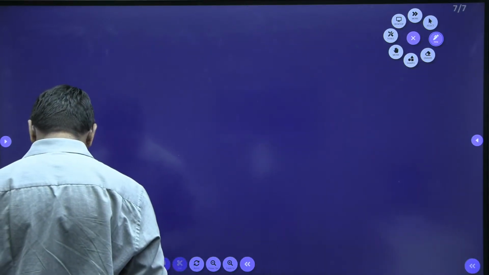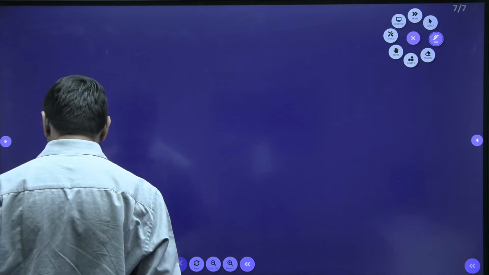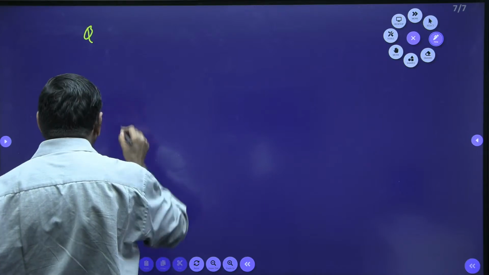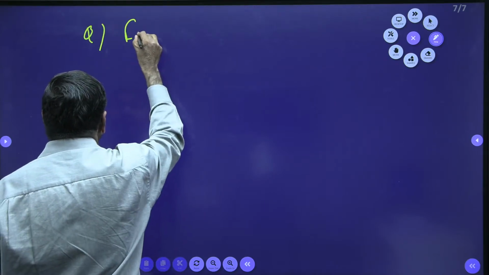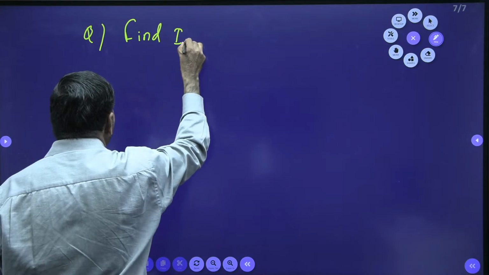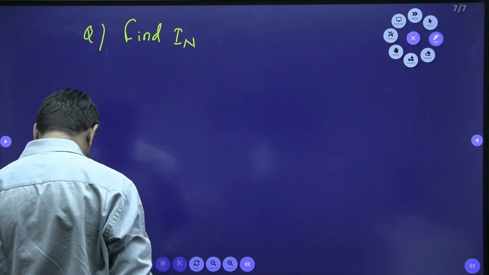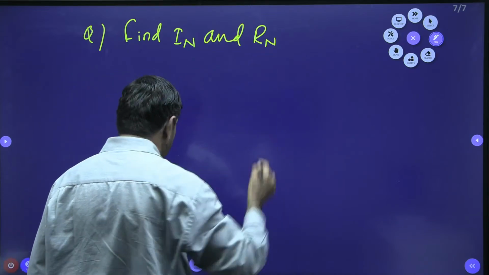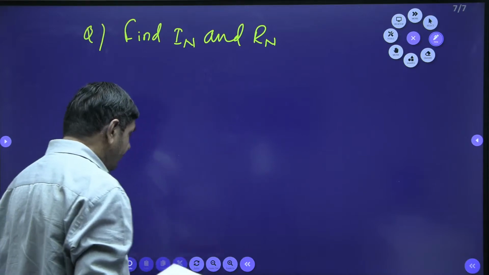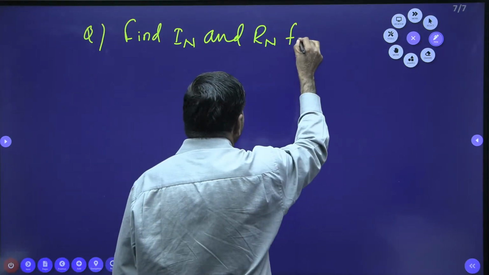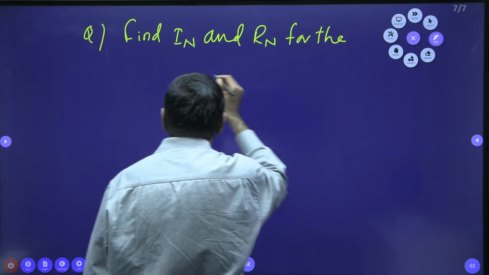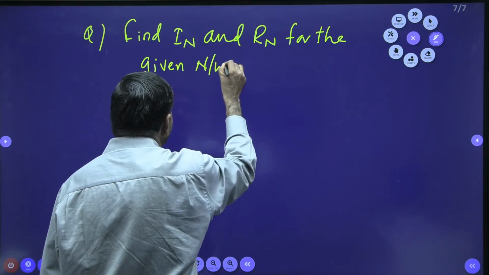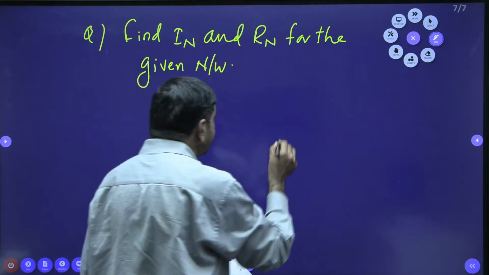The next problem: find IN and RN. IN means short circuit current. RN means Norton's resistance. These two values are required for the given network. The network is given here now, with 24 volts connected.